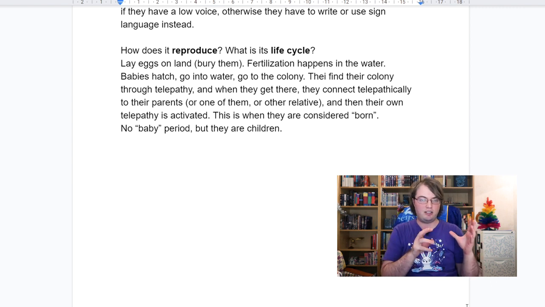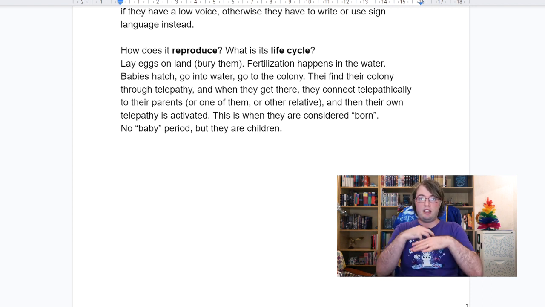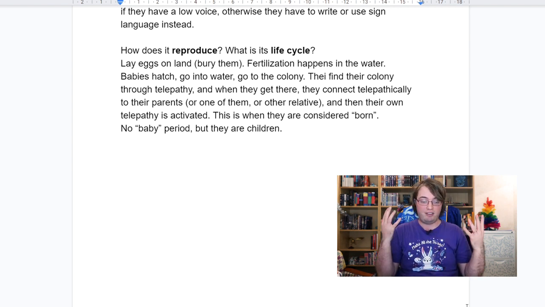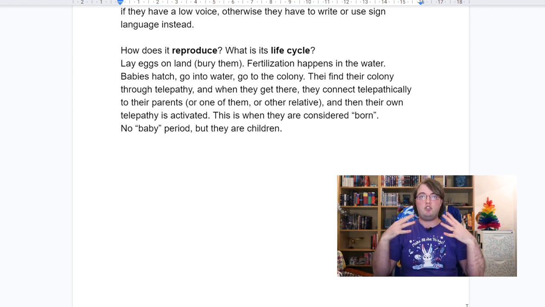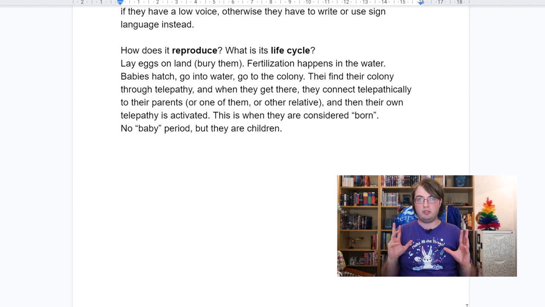They hatch from eggs on a sandy beach, they go to their colony, they connect to their parents or other relatives in case their parents are dead, and that's when they are born. They live their lives in the water, come up to the surface to breathe sometimes, and when they die, their memories and knowledge get telepathically transferred to everyone who is nearby.